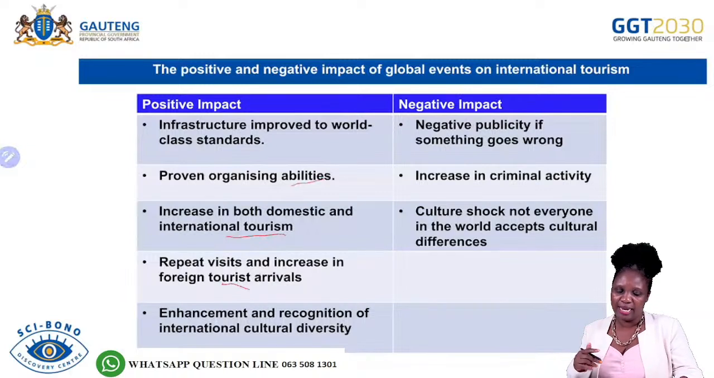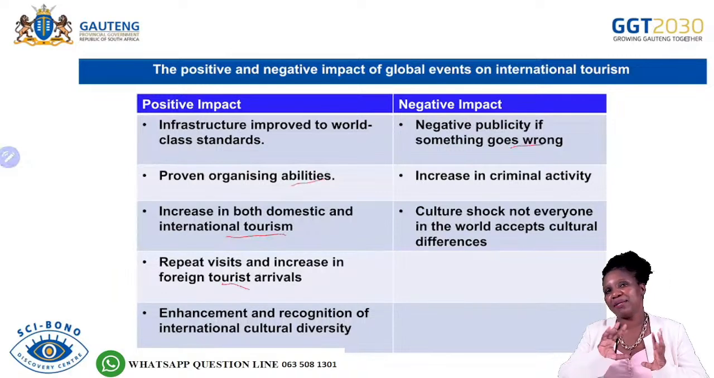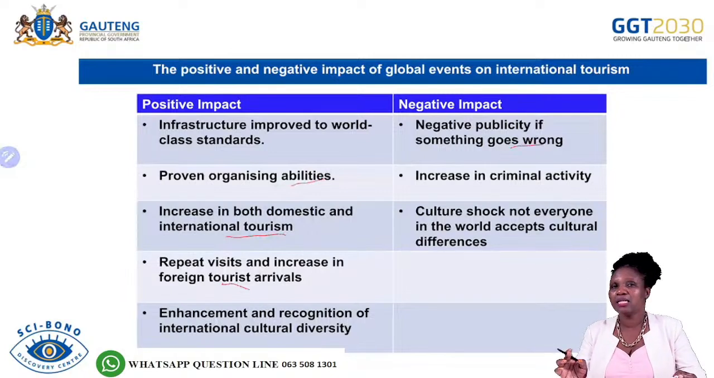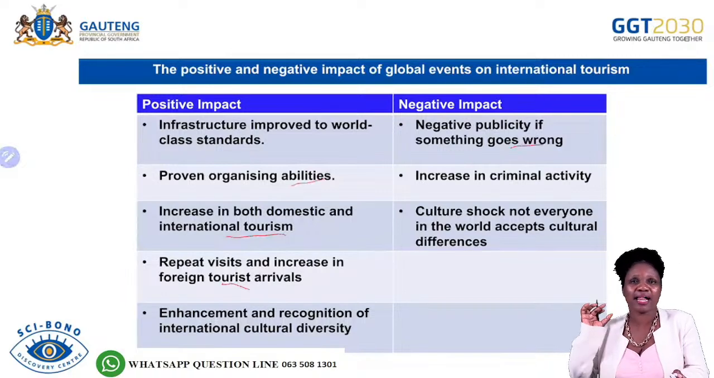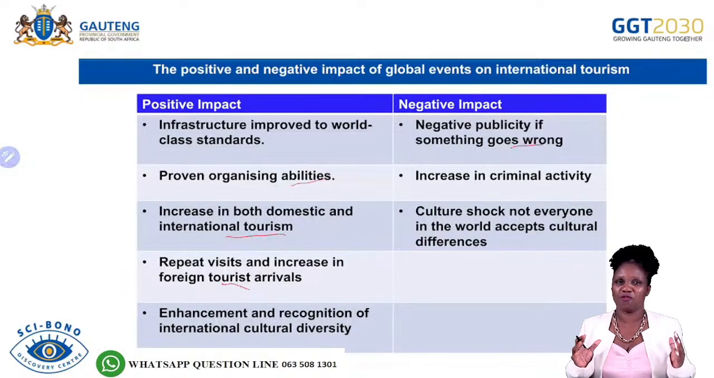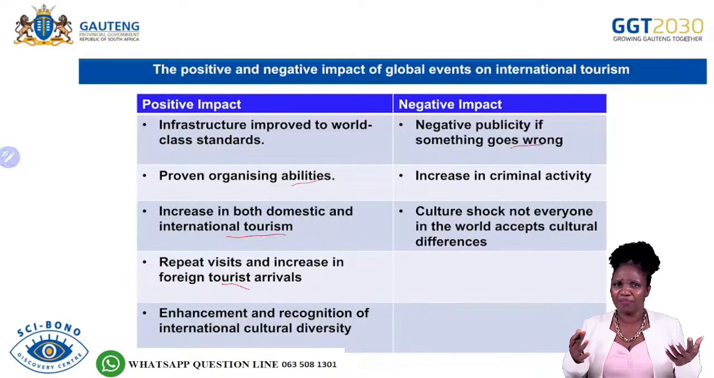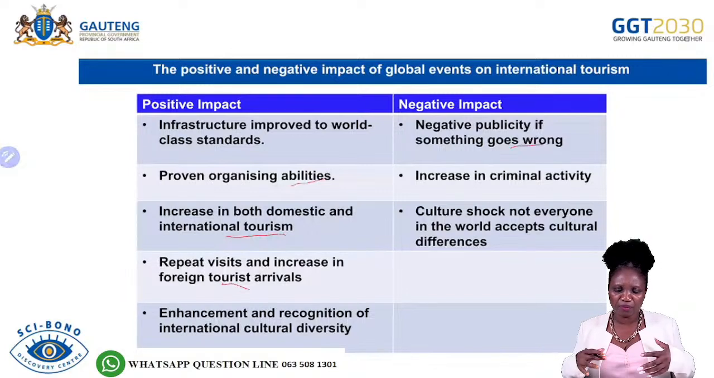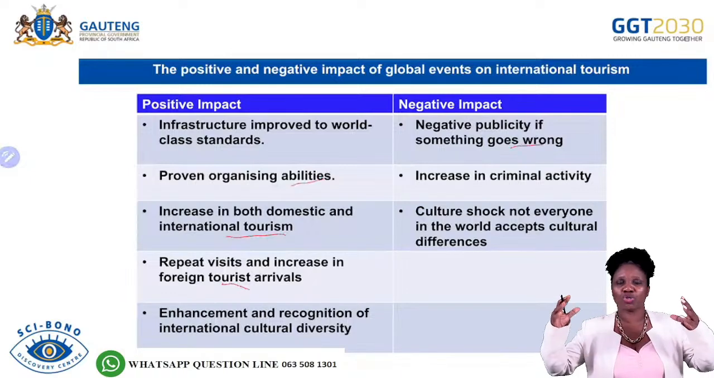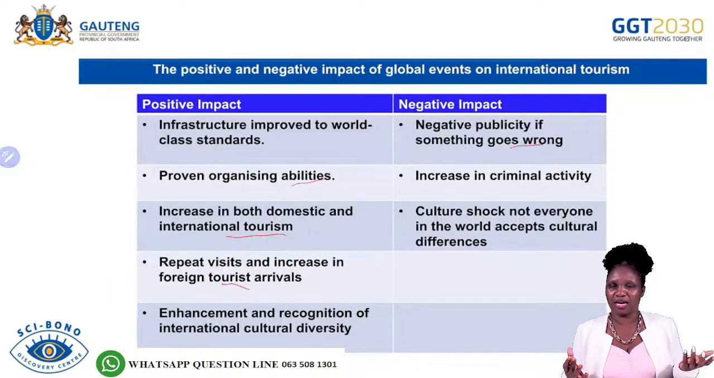impact? Negative publicity if something goes wrong. Because if something goes wrong, it will be publicized in the whole globe. Everyone will know what has happened, right? And then there is also an increase in criminal activity, because the global event is going to attract a lot of people from different parts of the world. And then there will be a lot of criminal activity going on, okay? Why am I saying it increases the criminal activity? It is because it draws different types of people. Even criminals are being attracted. They come to the country, okay?